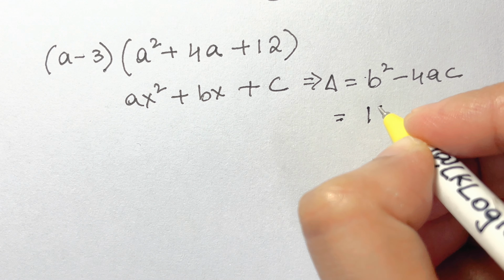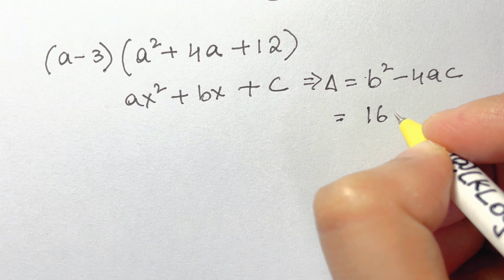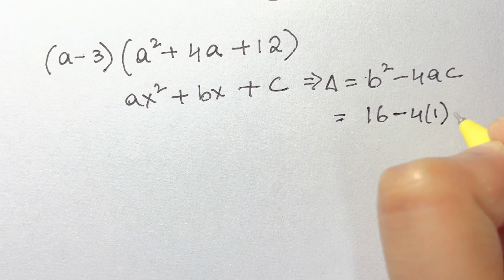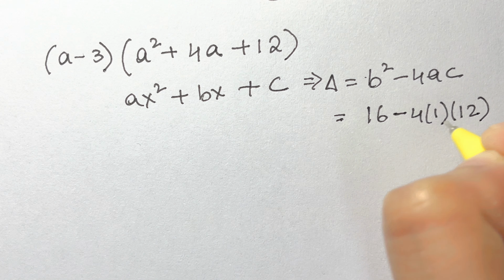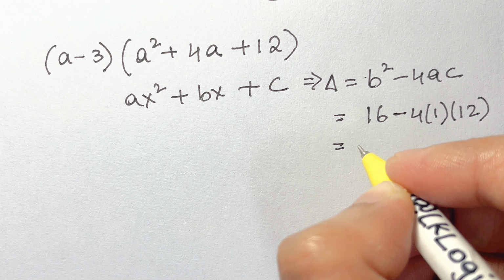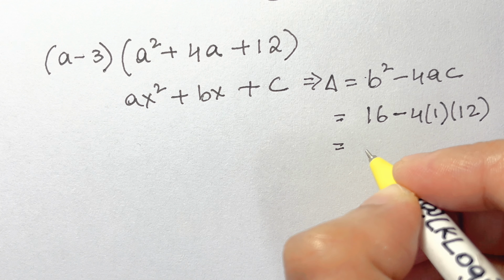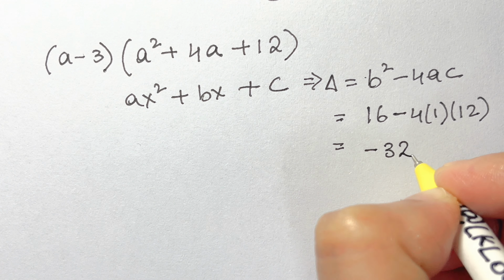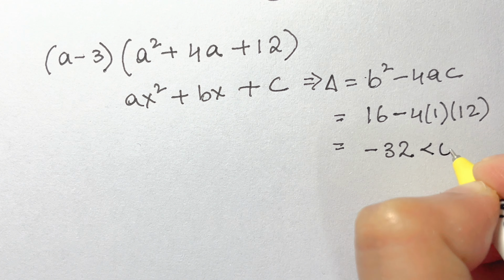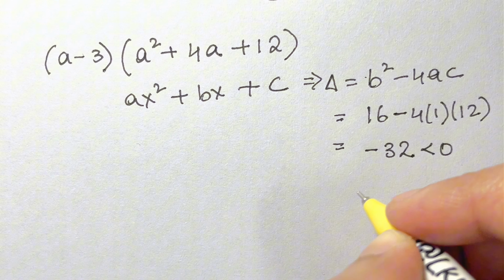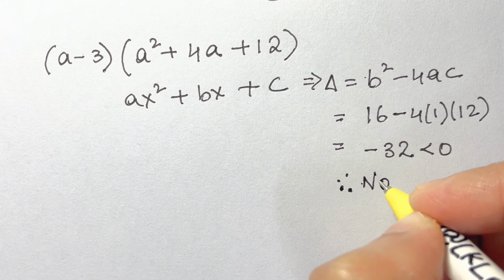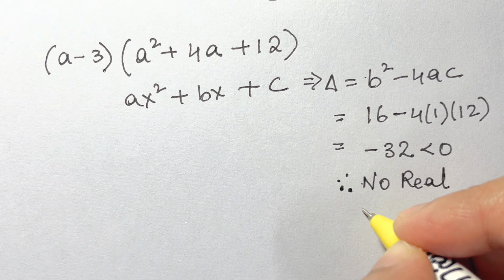And what is our b? That's 4. 4 square is 16 minus 4 times 1 times c, which is 12. Now 16 minus 48 gives us negative 32. And negative 32 is less than 0, so we don't have any real roots. No real roots, we only have complex roots.